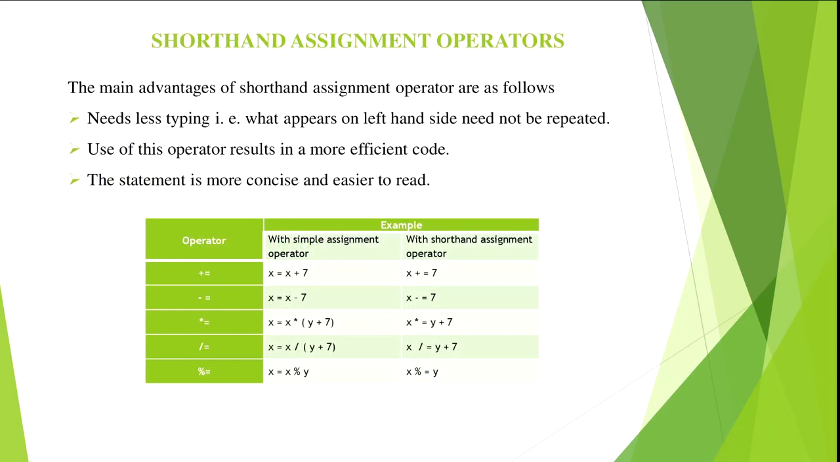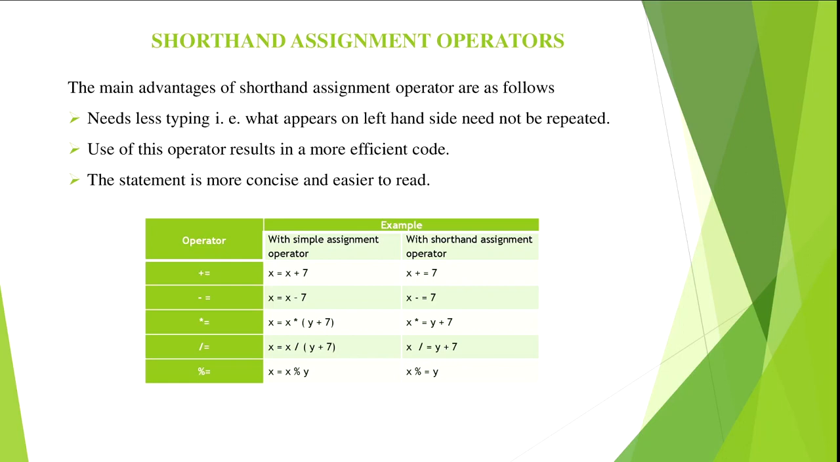Shorthand assignment operator: what are the main advantages? The first advantage is that it needs less typing, meaning what appears on the left hand side need not be repeated. See in the table in the second row, plus equal to. In the second column with the simple assignment operator, I use x equal to x plus 7. But when I use the shorthand assignment operator, the expression becomes x plus equal to 7.